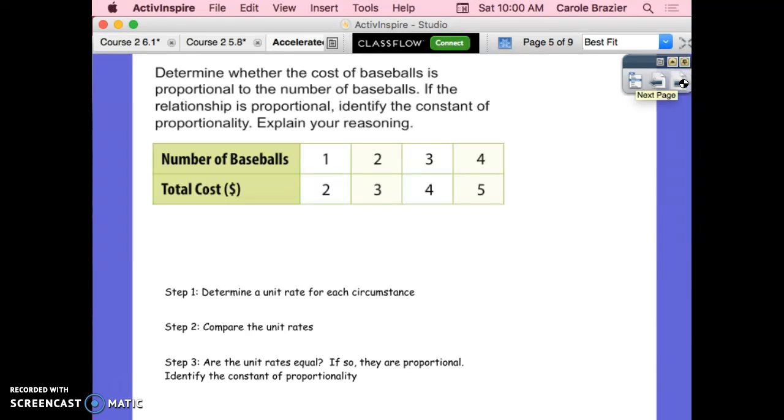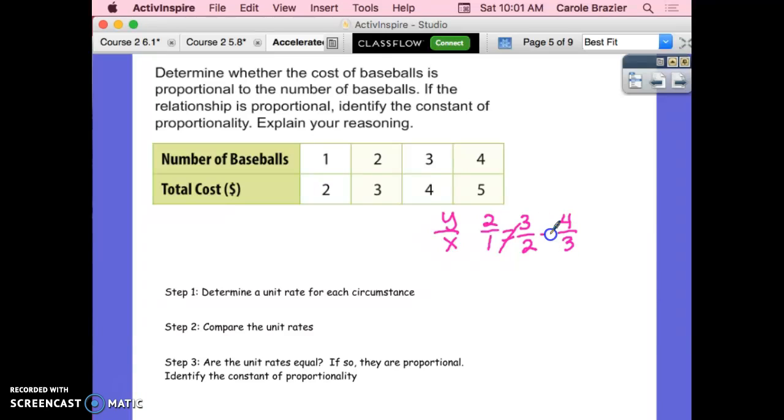Okay? So the next one: determine whether the cost of baseballs is proportional to the number of baseballs. If the relationship is proportional, identify the constant rate of proportionality. So I know I'm comparing y over x. When I look at that, the first one I have is 2 over 1, which reduces to 2. The next one I have is 3 over 2, which does not reduce to 2, so they are not equal.